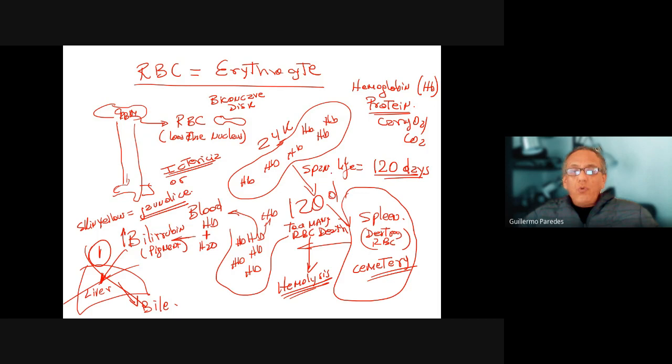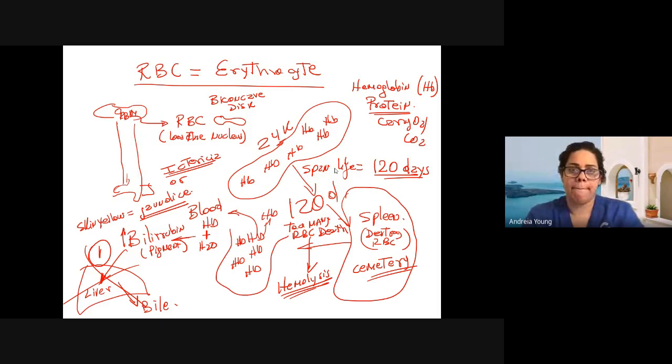So there are two common causes of jaundice. One, liver damage, or actually two, excessive destruction of red blood cells. That is what we need to remember. You okay with that? Yes. Okay.